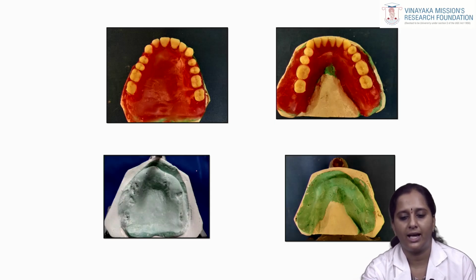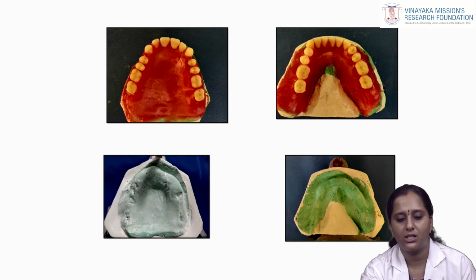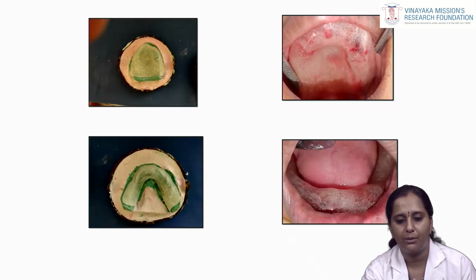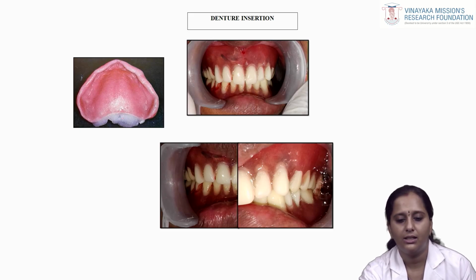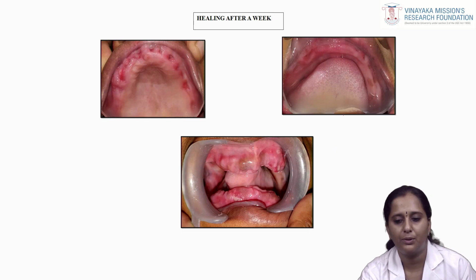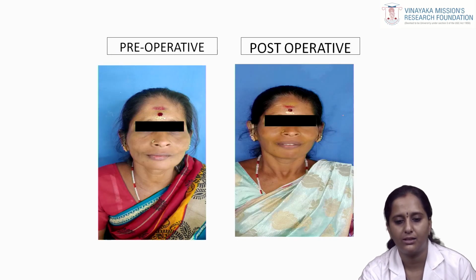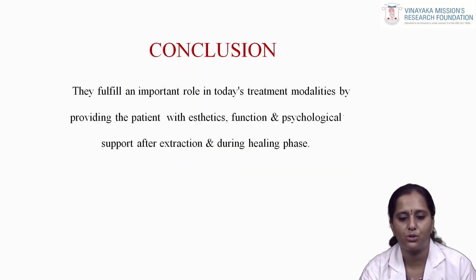After the wax-up, we made certain modifications in the cast to overcome the undercuts, and we made a surgical template, which helps the surgeon analyze the modifications of the undercuts. Then the denture was inserted on the day of extraction itself, and after 24 hours we applied a tissue conditioner, which is supportive for the patient. This picture depicts the healing after a week, and this is the pre-operative and post-operative photograph.